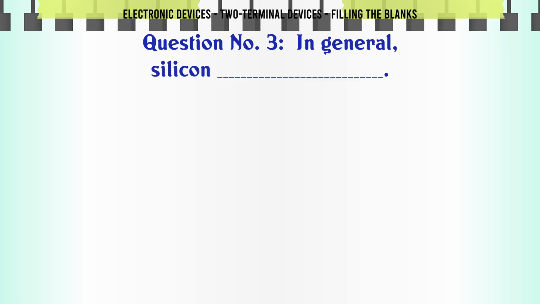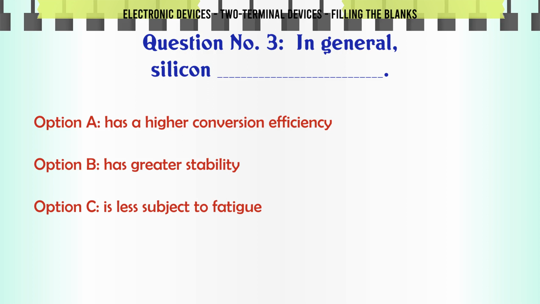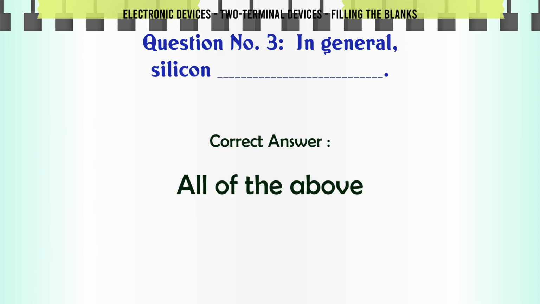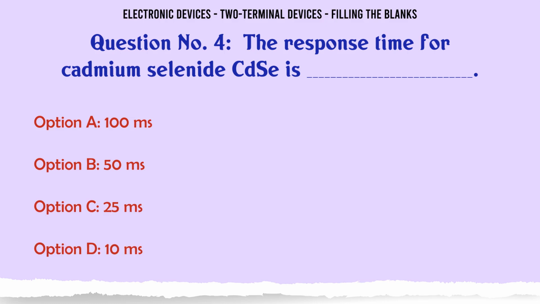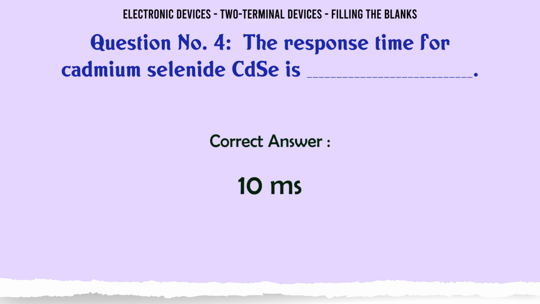In general, silicon: A, has a higher conversion efficiency; B, has greater stability; C, is less subject to fatigue; D, all of the above. The correct answer is all of the above. The response time for cadmium selenide, CdSe, is: A, 100 ms; B, 50 ms; C, 25 ms; D, 10 ms. The correct answer is 10 ms.